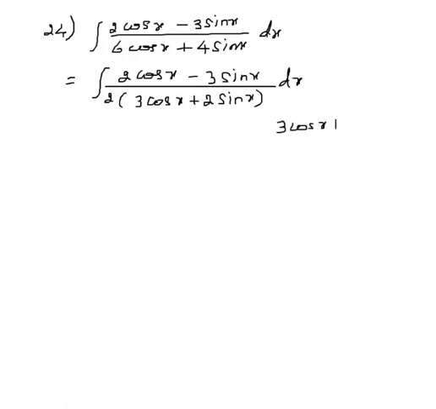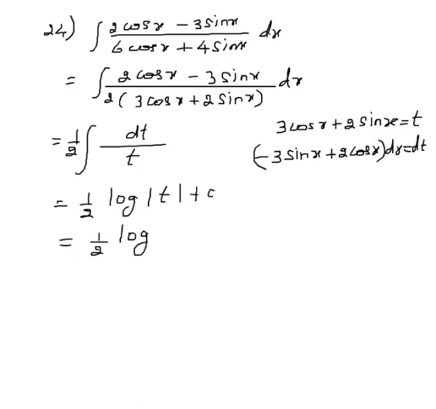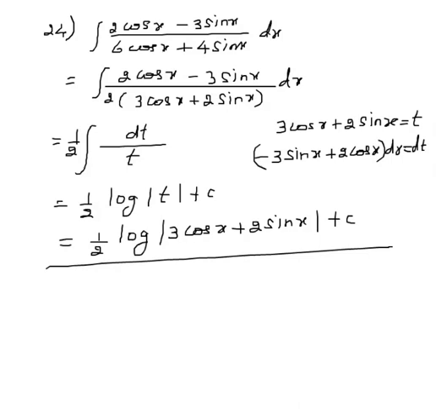Now I will substitute 3 cos x plus 2 sin x as t. Differentiate both sides. Differential of cos is minus sine, so it becomes minus 3 sin x plus 2 times cos x into dx is equal to dt. 2 can be removed outside. We have the same term in the numerator, which becomes dt divided by the denominator t. Integral of 1 by t is log of absolute value of t, and substitute for t, so half log of absolute value of 3 cos x plus 2 sin x plus c. Here we cannot remove the absolute value sign because we don't know whether cos and sin are positive or negative.